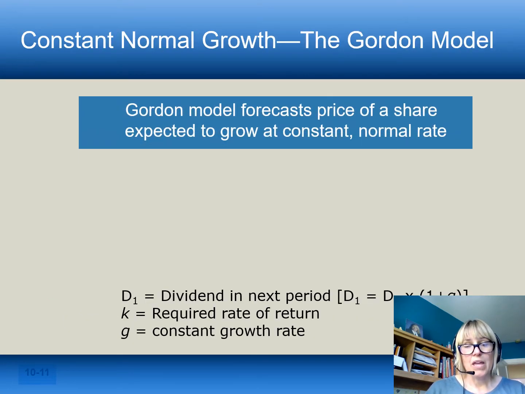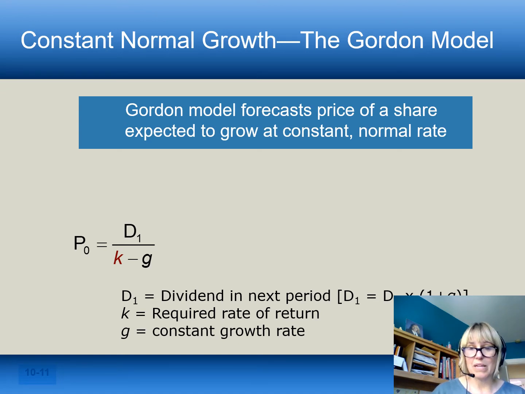So the Gordon model just says, let's take D1, which is the dividend a year out. Let's take K, which is your expected rate of return. You might share the overall market's expectations. So what is the market expected to return today? Probably about 8%. Or, like I said, you might have a higher or lower tolerance for risk, and therefore a higher or lower expectation of returns. So whatever your K is. And then G is just the growth rate. What are we expecting the dividends to grow by every year? And we just run it through a calculation.